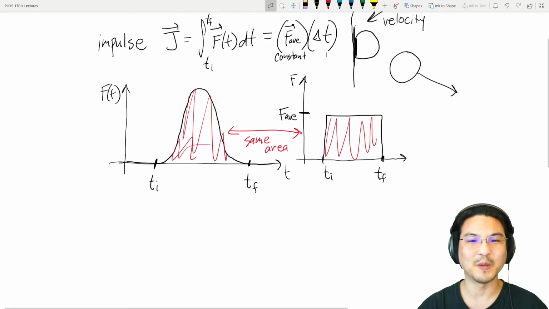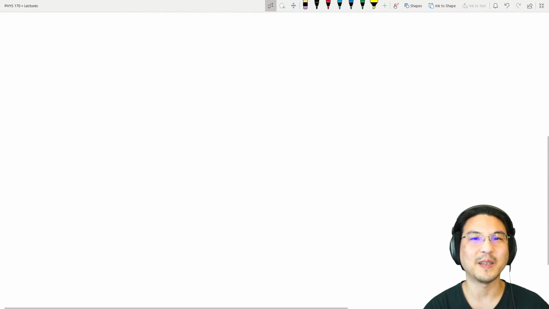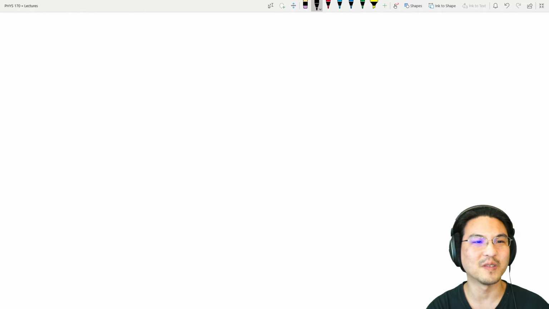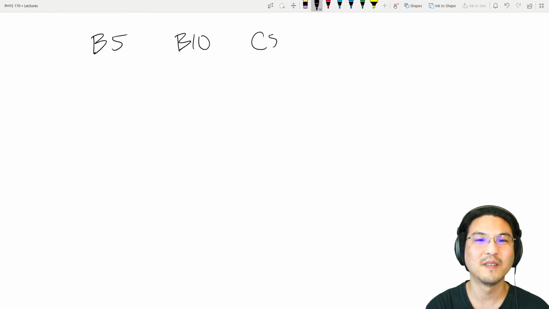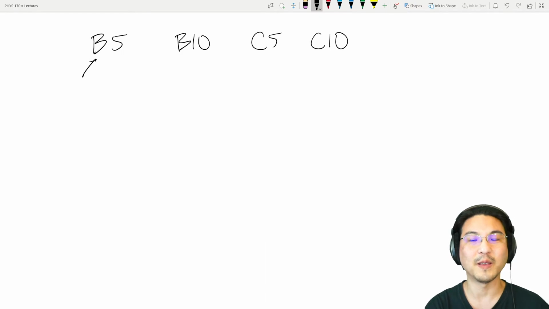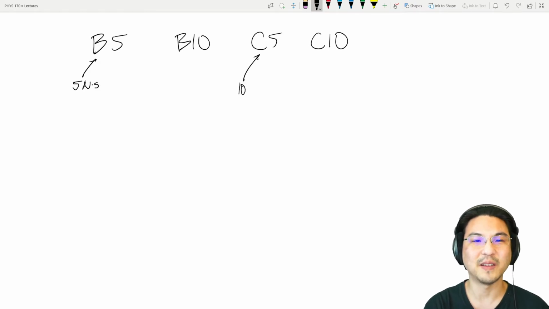Let's talk about impulse a little bit with an example. Let's say you have some model rockets. So the model rocket motors have classifications. So let's say you go to the store and you buy a few rocket motors. Okay, it's classified like this. The letter is the impulse. So let's say this one is 5 newton seconds. And C is double, 10 newton seconds. So this is also 5.